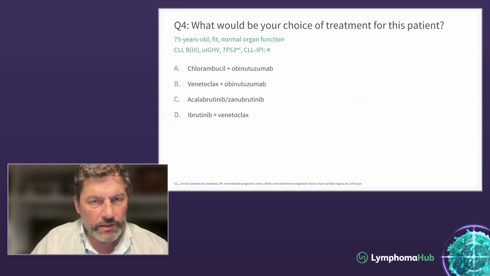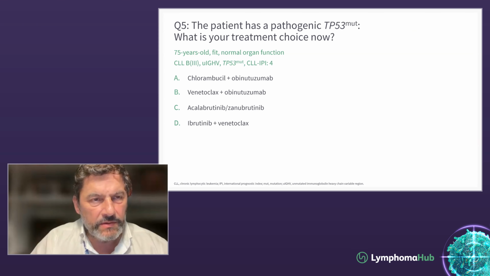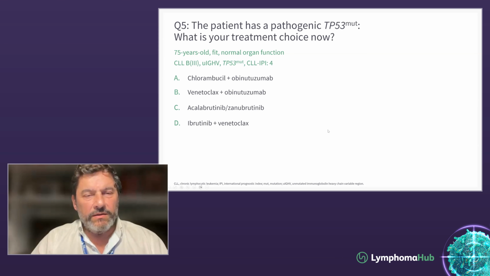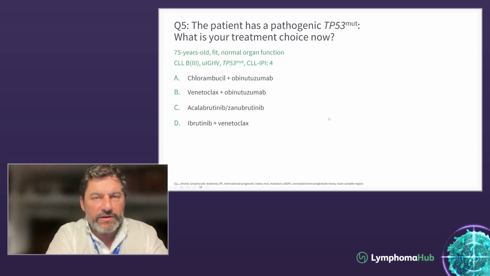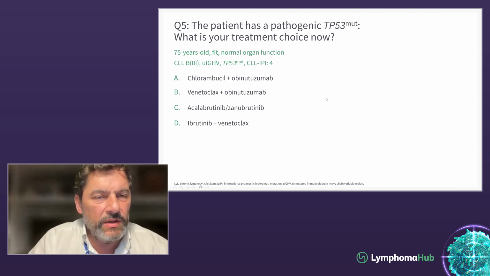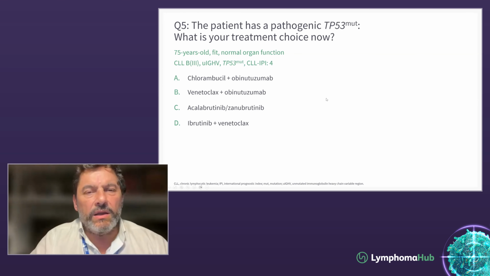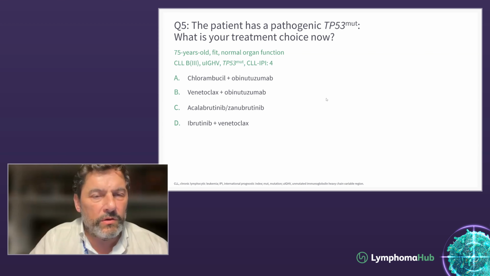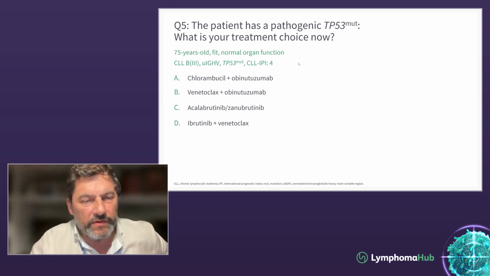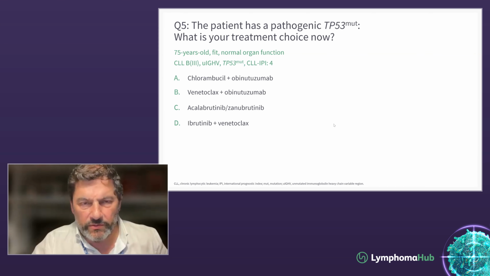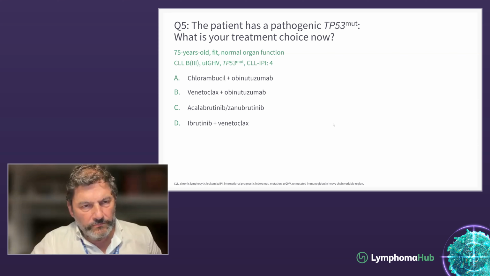Okay, so next, in case this patient has a p53 mutation, the conditions were the same, unmutated, but p53 is aberrant, so we found the mutation by Sanger sequencing. Your choice would be chlorambucil obinutuzumab, venetoclax obinutuzumab, continuous therapy, or again, ibrutinib venetoclax. So you can vote.